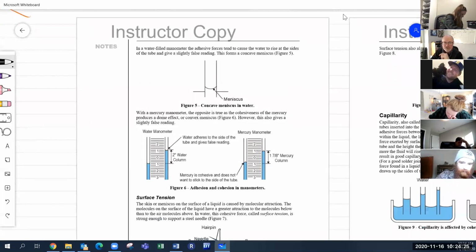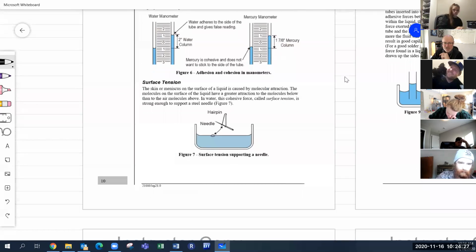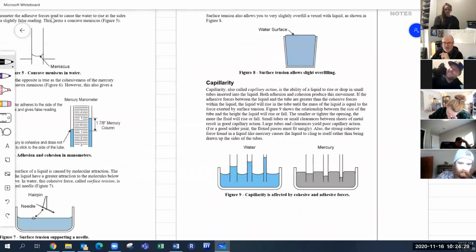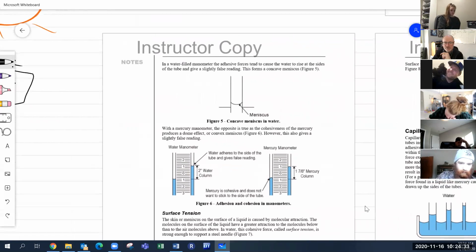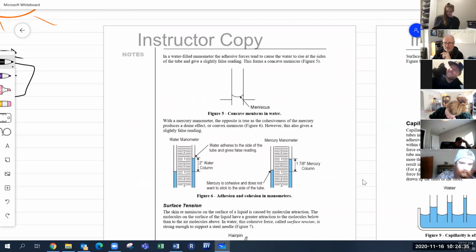Anyways, let's go to the next page. And oh, the next page, I don't know where the next page is. I don't have page 7. What's page 7 in there? Not sure.